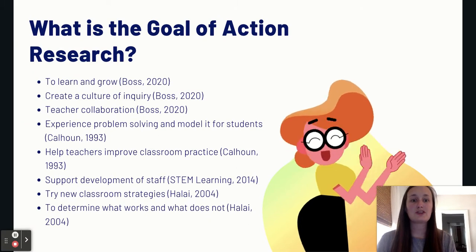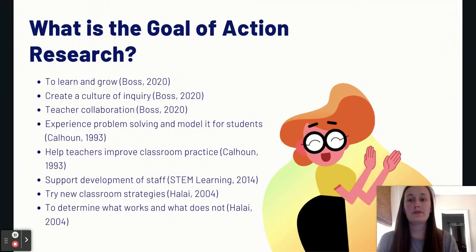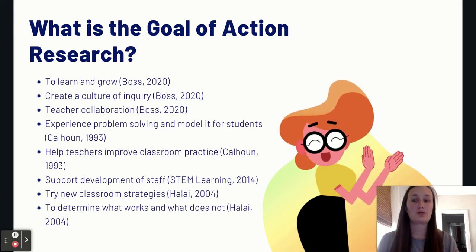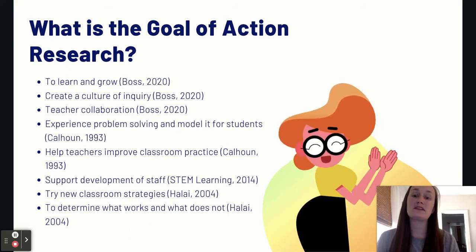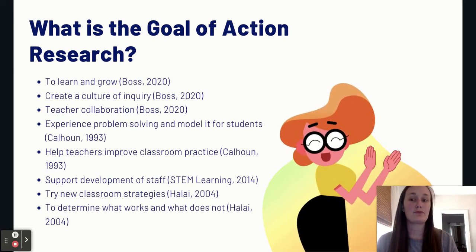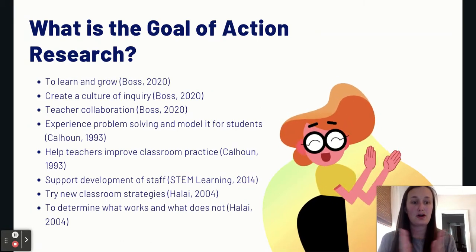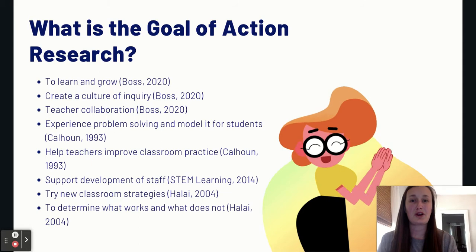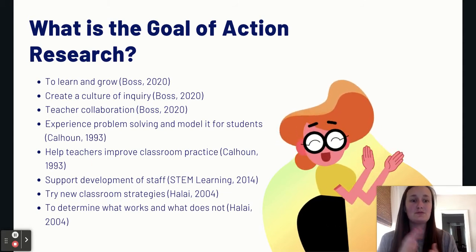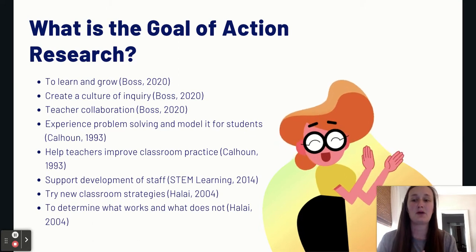So what is the goal of action research? This is very similar to the purposes of action research. The goal of action research is to learn and grow, create a culture of inquiry and teacher collaboration, to ask questions and to work together to solve them, experience problem solving and model it for the students. This one I think is extremely important. We are not perfect. We're going to have issues in our classrooms, and we need to show our students that we are able to solve the problems that come up.